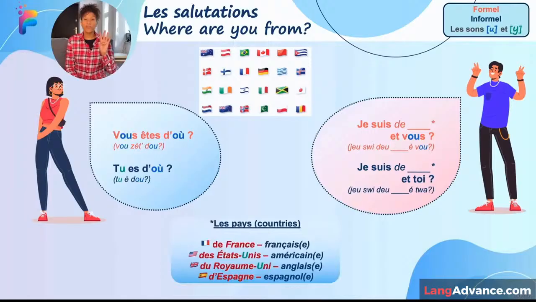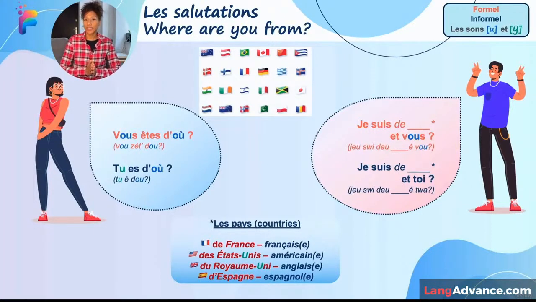We'll have a look at 4 different countries. If you need more countries and nationalities, just have a look at the PDF with the audio file. The first one, de France, from France, right? And the nationality would be français masculin, française féminin. Des États-Unis. When you are from the United States.